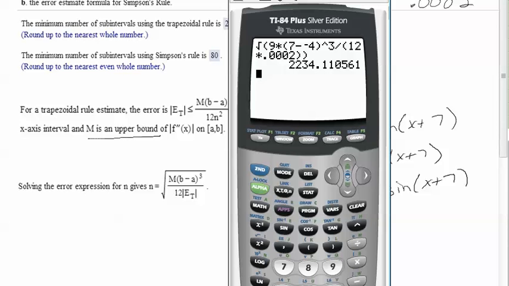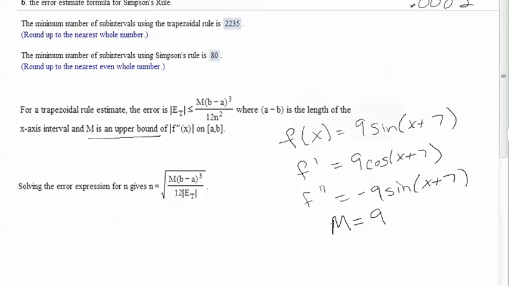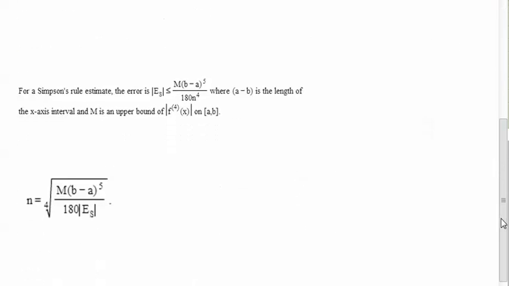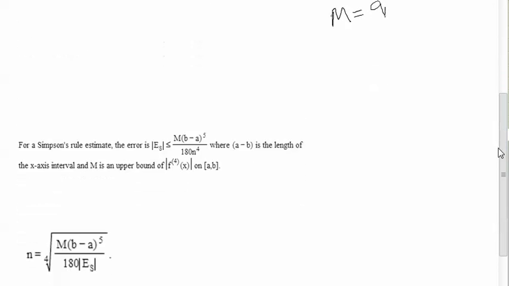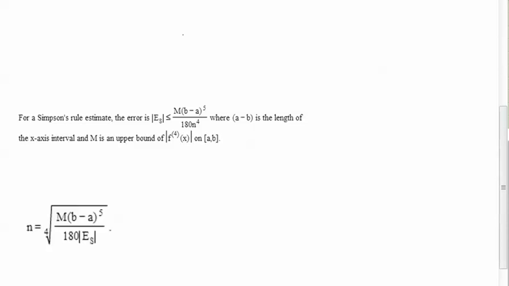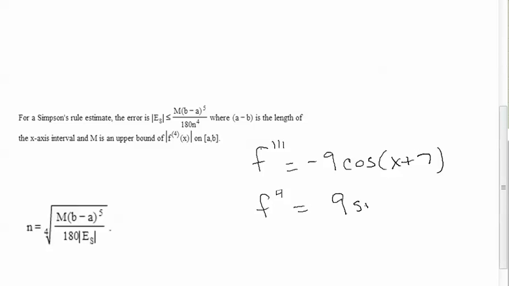To use Simpson's rule, it's pretty much the same process. It's just a different formula. Simpson's rule is a little bit more accurate. Here's the error estimate, but now M is an upper bound for the fourth derivative, so you're going to need to keep taking your derivatives. Your second derivative was -9 sine x plus 7, so your third derivative is going to be -9 cosine x plus 7. And then finally your fourth derivative is going to be equal to 9 sine x plus 7.